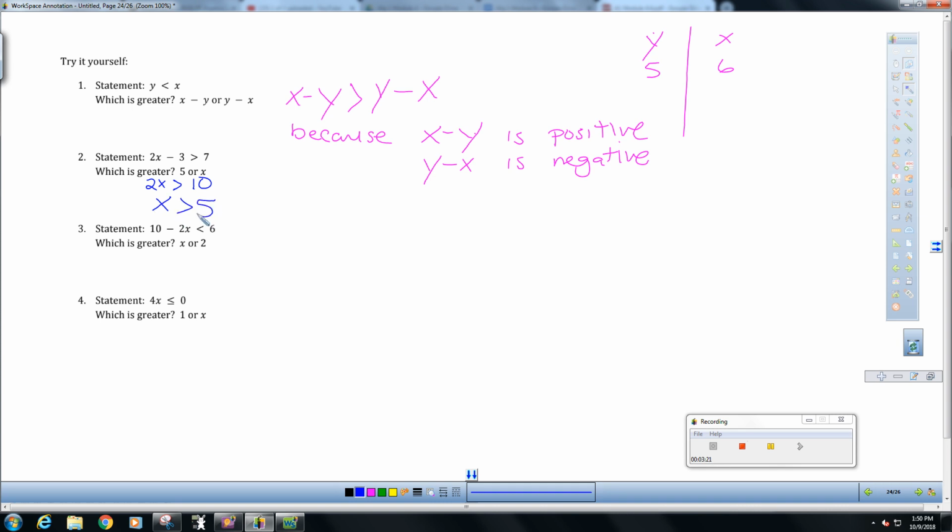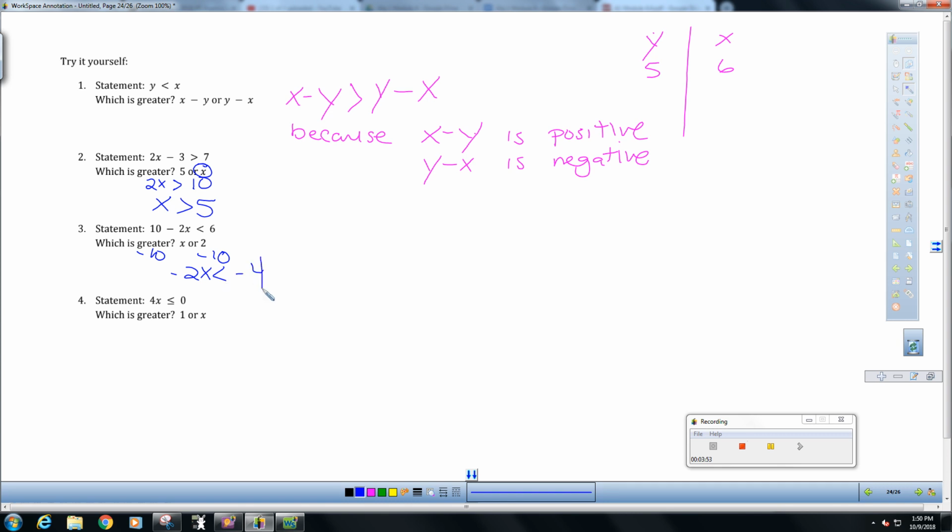So, which is greater, 5 or x? X, because x is greater than 5. Got it. Alright. Which is greater, x or 2? Don't know yet, right? You've got to subtract 10. So, subtract 10. And you get negative 2x is less than negative 4.